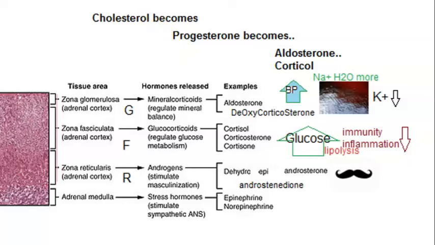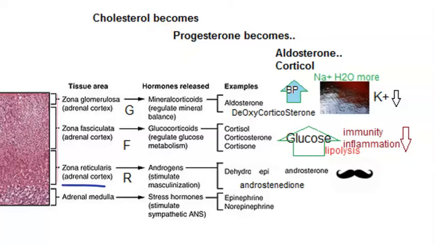Now coming to the third zone of the adrenal cortex, that is zona reticularis, it's going to make androgens. So for becoming more masculine, we put a mustache here. So you have androsterone, dihydroepiandrosterone, is it? Wow, what a name.